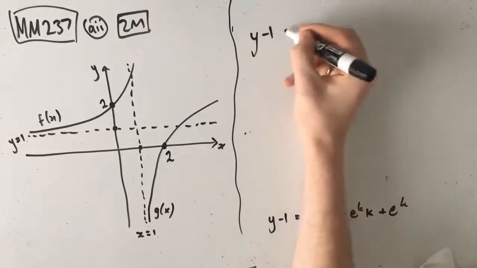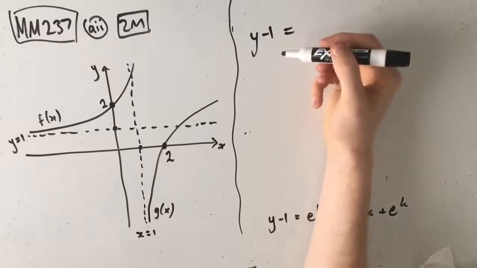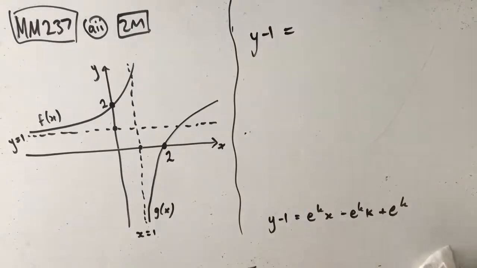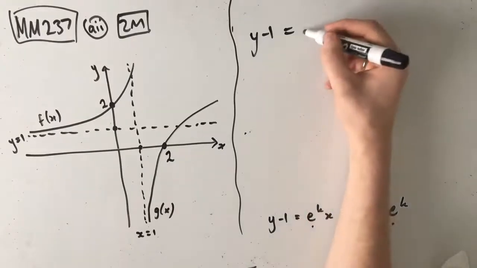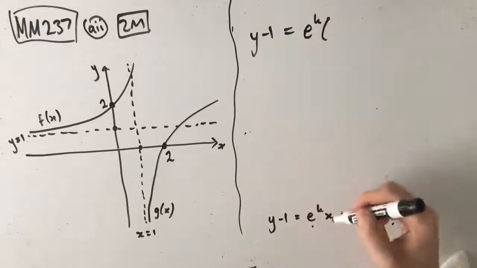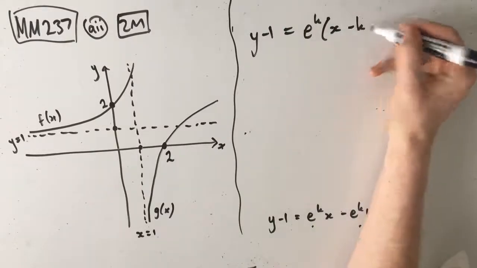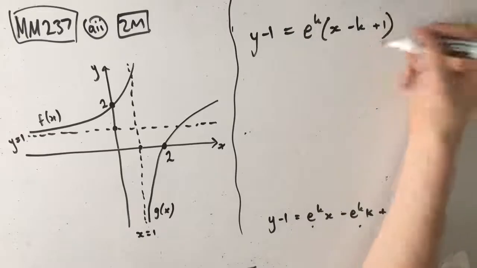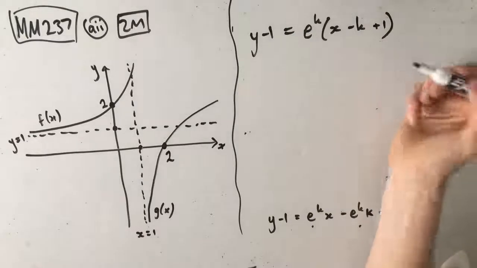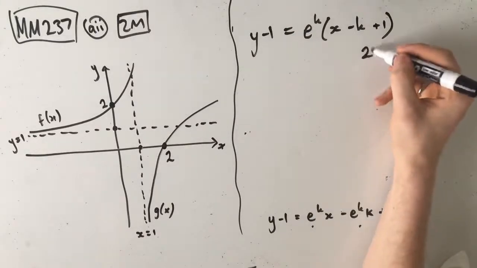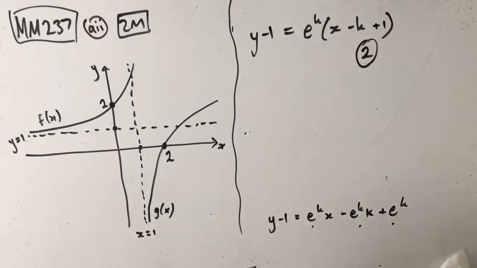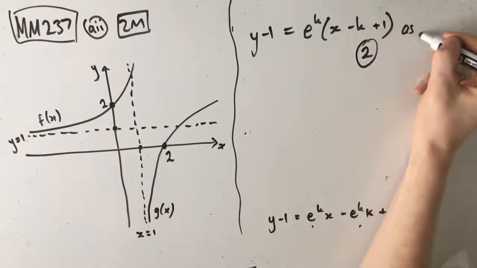So y take 1, that's fine, that's the left side that we want, but we can see here that we actually have a common factor of e to the power of k with all of these terms, which means we can take that out. So e to the power of k outside of x minus k plus 1. And this is our final answer. So that's where our second mark comes in.